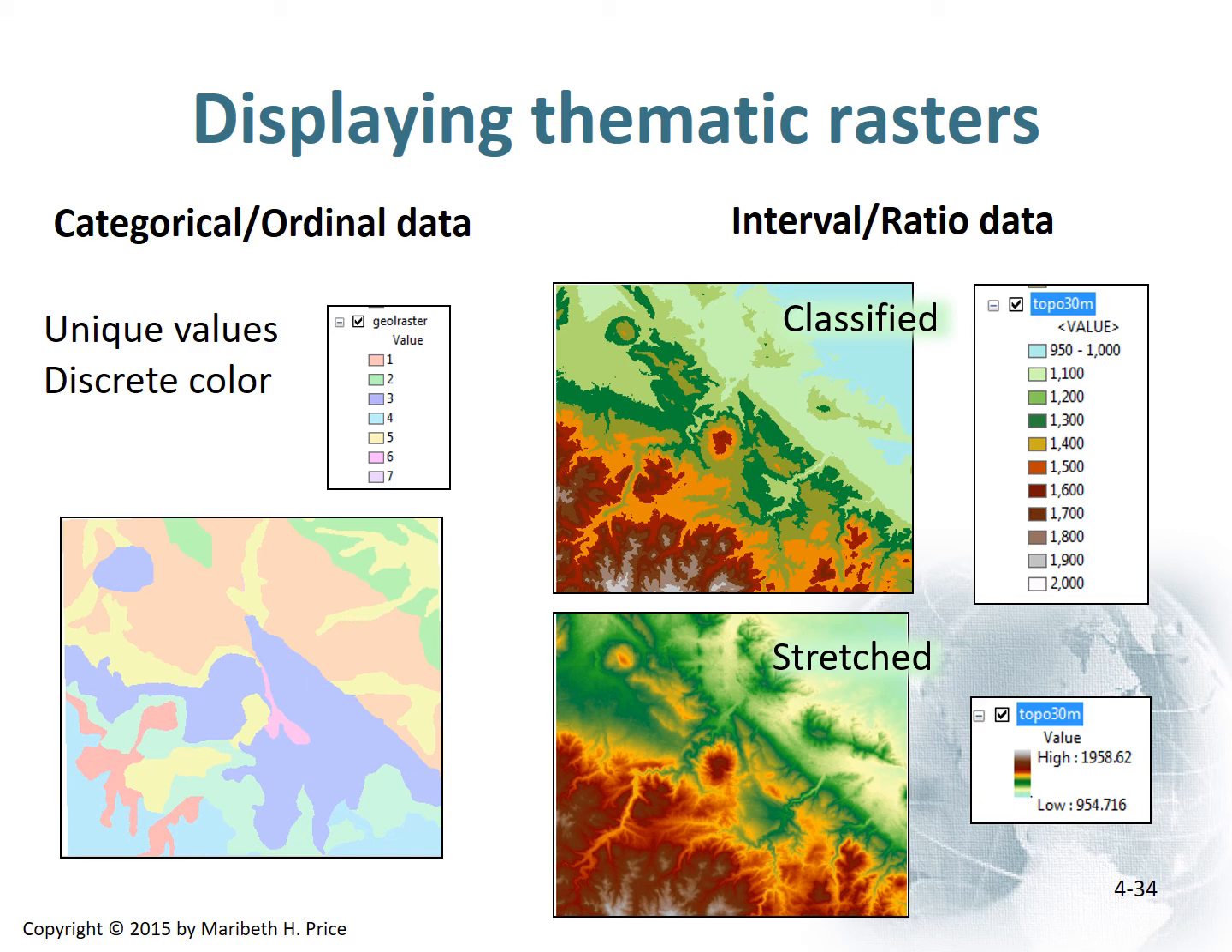We can also classify it, where we take each of those colors and we create classes that have various numbers in there, and so you get more of a polygon look, less of a raster look.